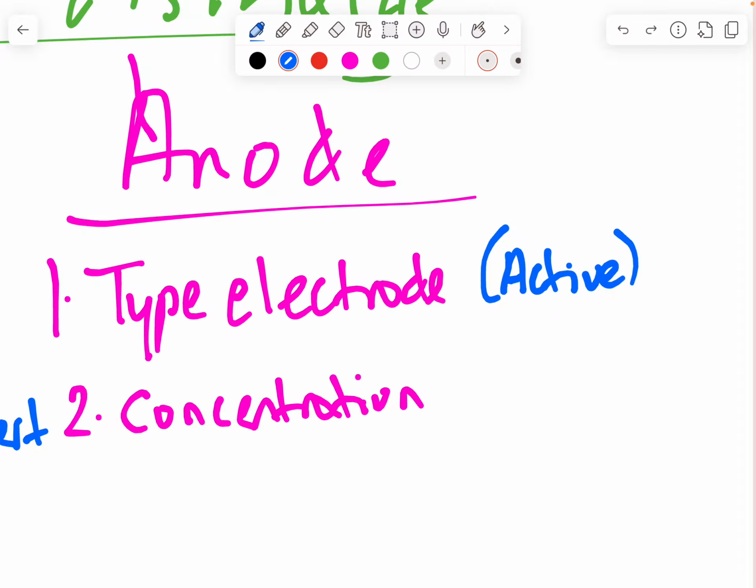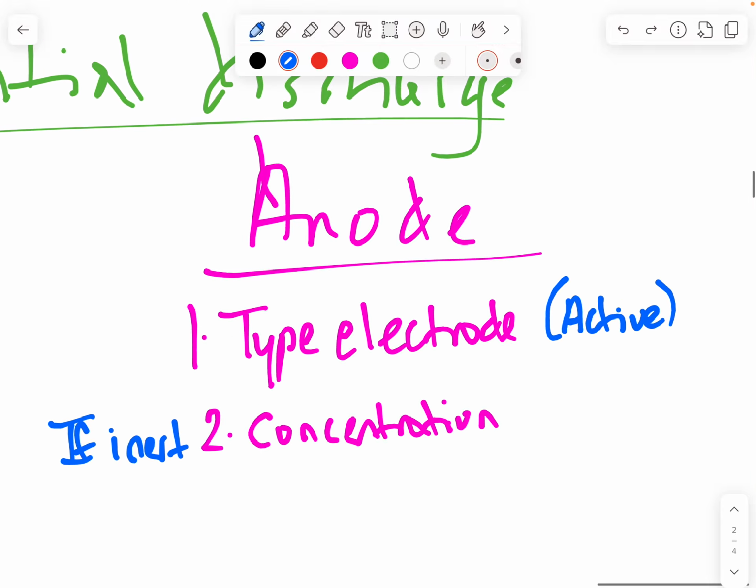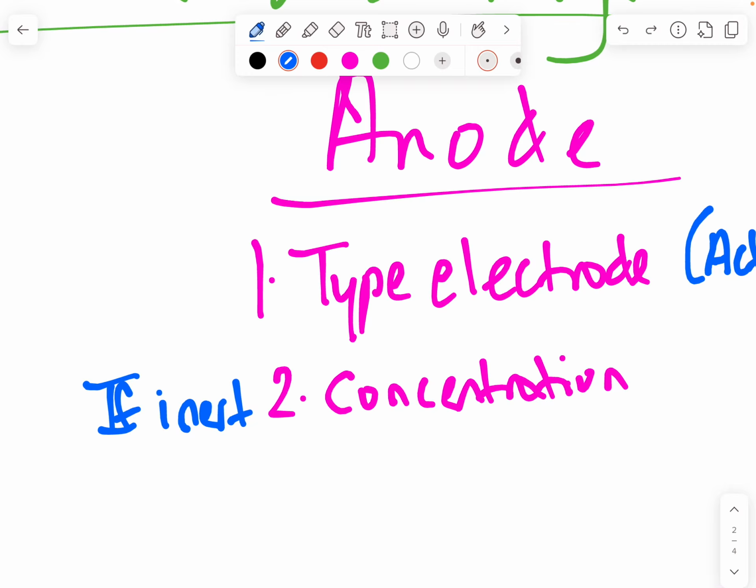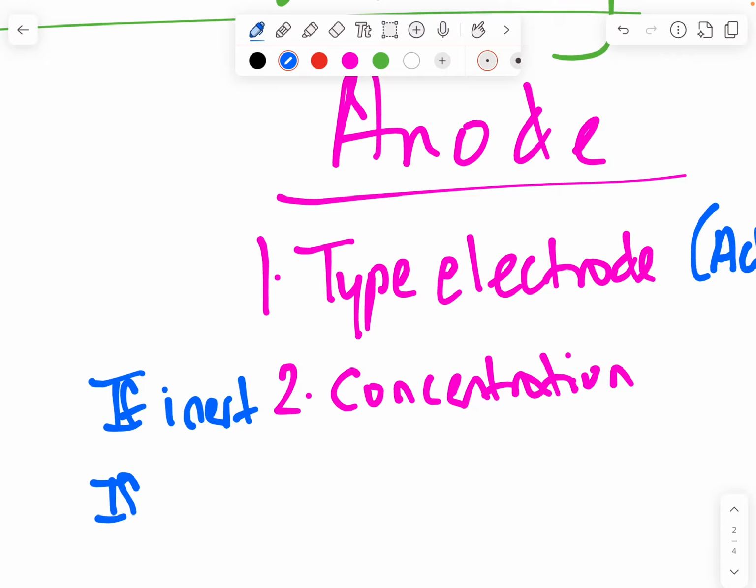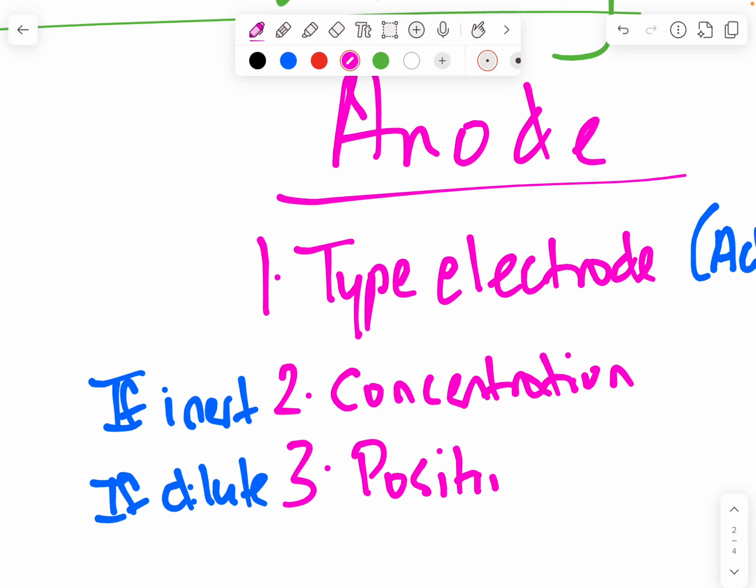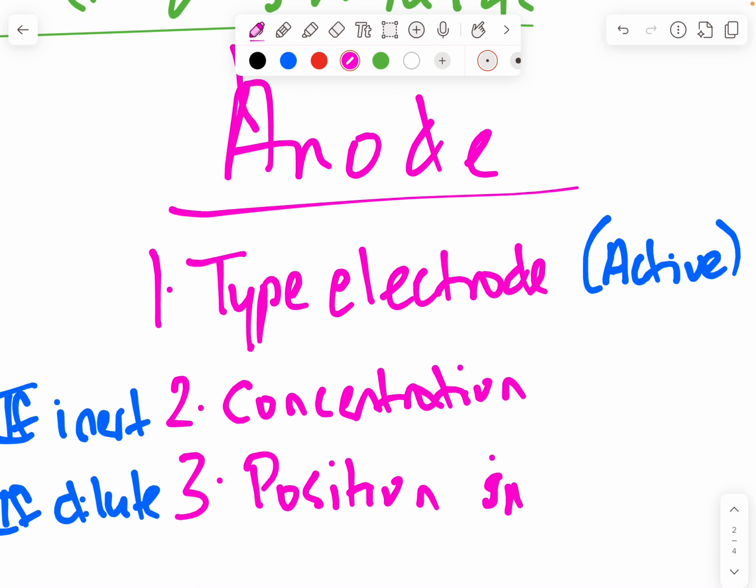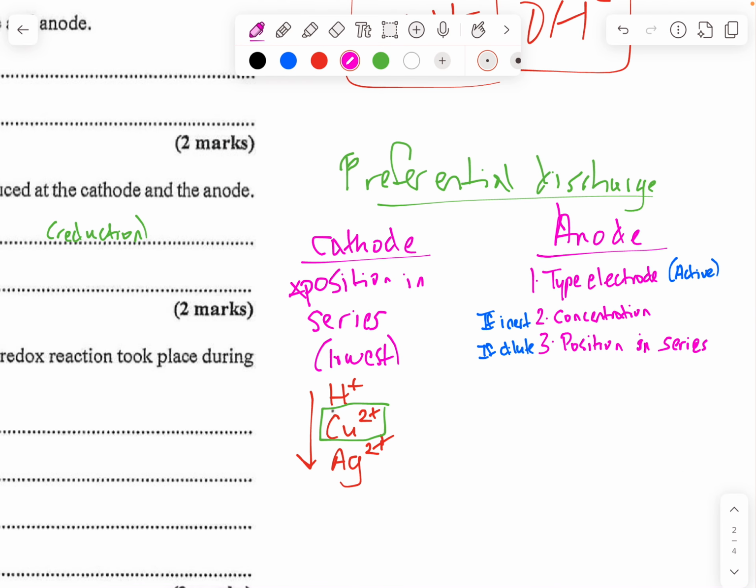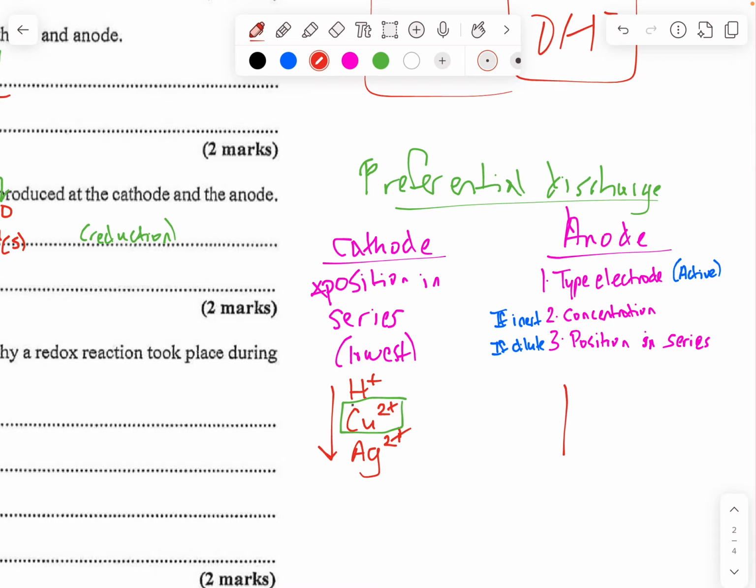Yes, so if it is concentrated, it gets preferentially discharged. If it is dilute, so they say dilute copper sulfate, then we consider the third factor, which is position in the electrochemical series. Once again, the lower you are, the more likely you are to be discharged. And the lowest ion in the electrochemical series for our anions is hydroxide. So that is something that I remember. These are the ones I try to remember.